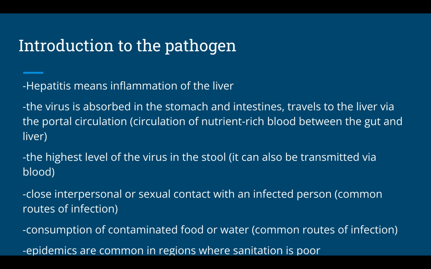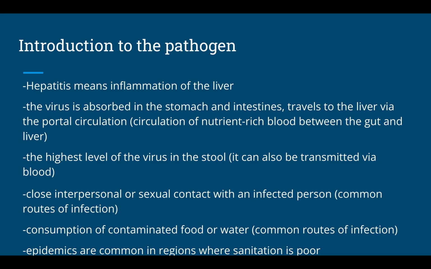So hepatitis means inflammation of the liver, and there's different kinds of hepatitis such as B and C, and also alcohol can cause hepatitis. So the virus is absorbed in the stomach and intestines, and then it travels to the liver via the portal circulation. So this is the liver infection. The highest level of the virus is in the stool.